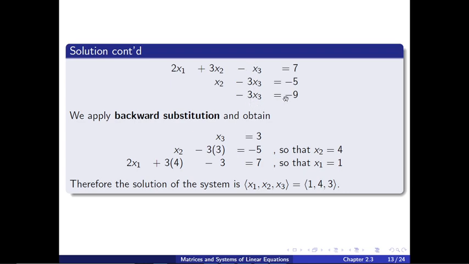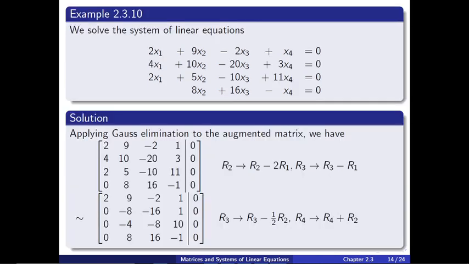The final system will look like this. And so therefore, by looking at the third equation, we can see that x3 is equal to 3, just dividing by minus 3 throughout. And then if we put that x3 is equal to 3 in the second equation, we find that x2 is equal to 4. And then if we plug in x2 and x3 in the first equation, then we'll see that x1 is equal to 1. So therefore, the solution x1, x2, x3 is equal to 1, 4, 3, and it is a unique solution.